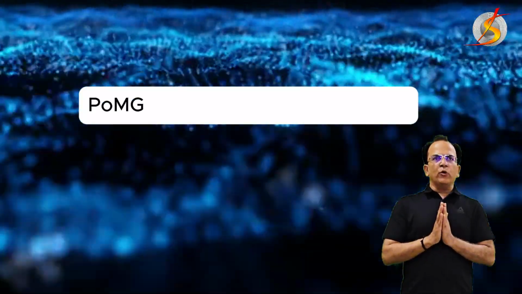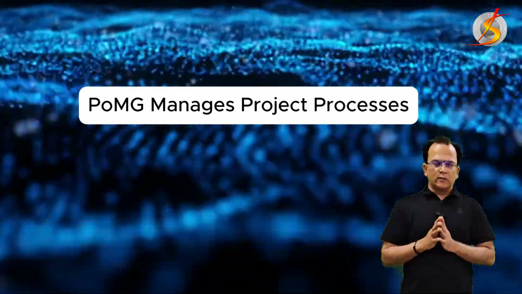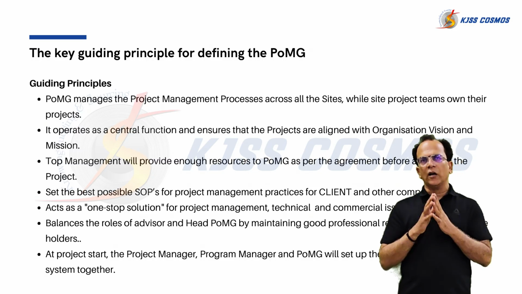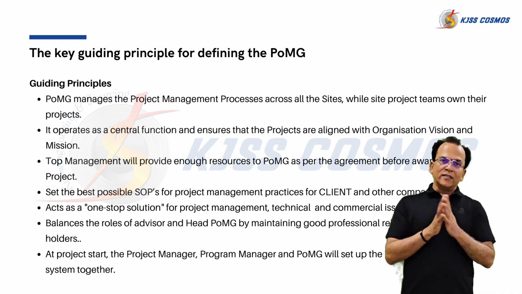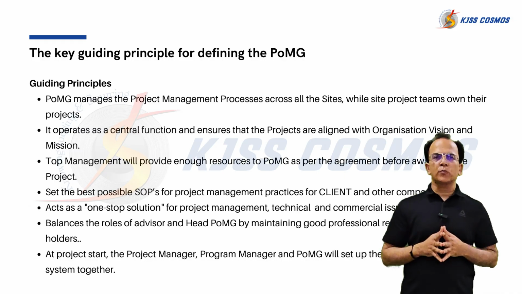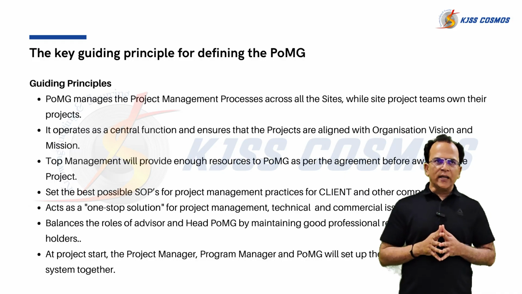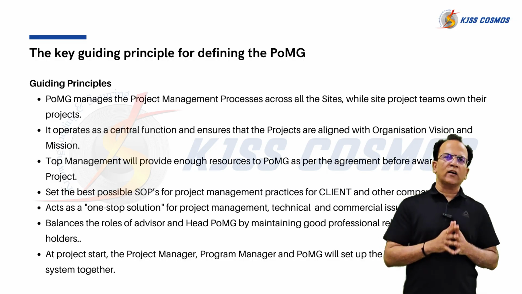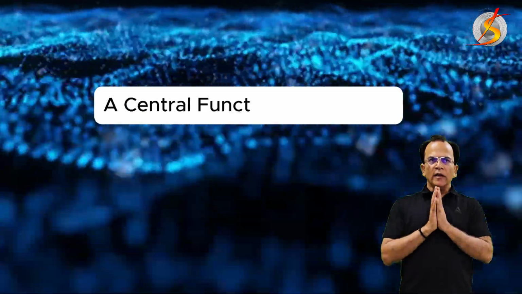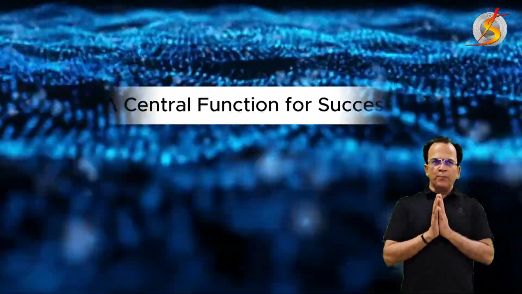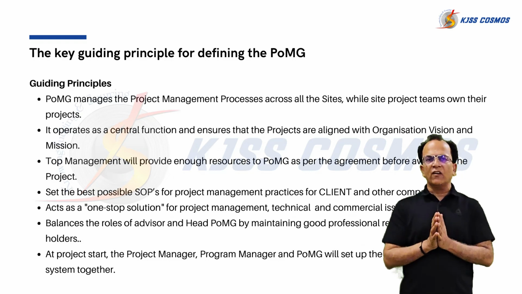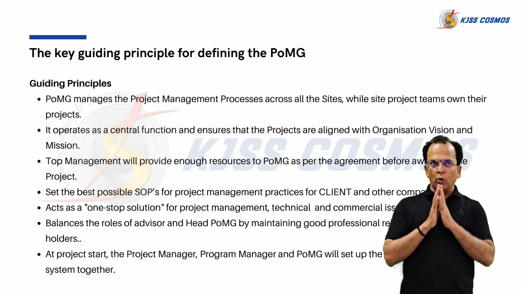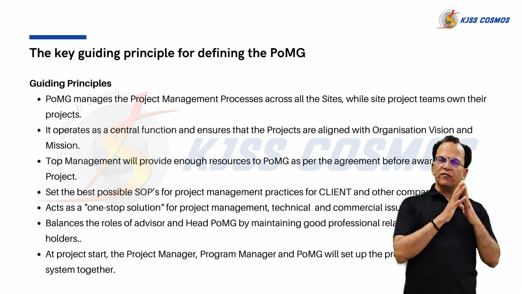So let's go ahead. PoMG manages the plant processes. The main responsibility of the PoMG is to handle project management across all the sites. But it doesn't mean that he is solely responsible for the project. The site team still owns the project, and the site team is also responsible for the functioning of the project. A central function for success: PoMG plays the role of a central function for the success of the project. PoMG ensures that all the projects align with the company vision and mission.